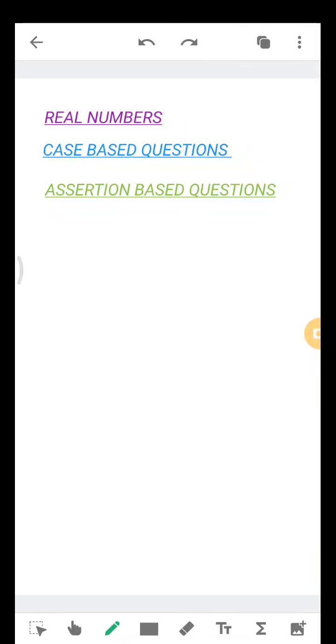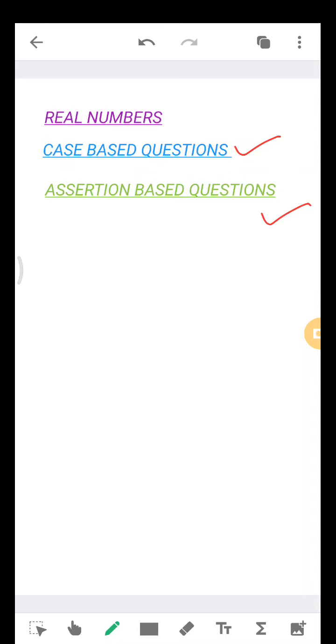Welcome back, dear students. Today's session is a very important session in which we are going to discuss case-based questions of real numbers and assertion-based questions.